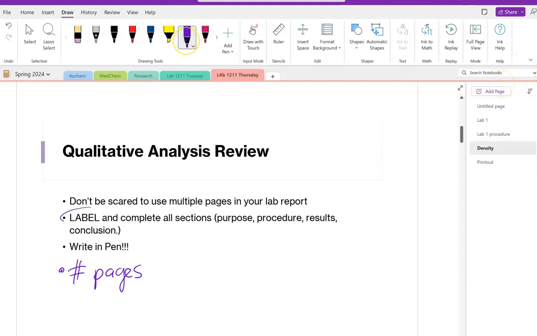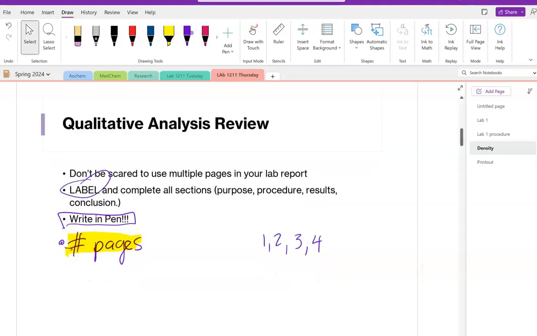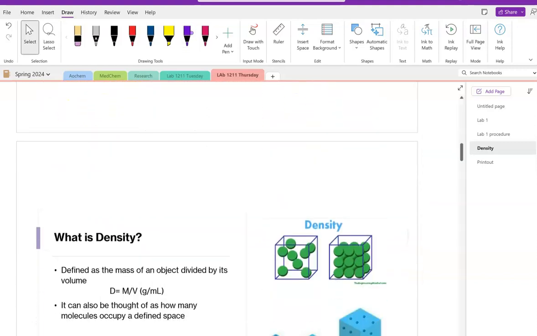Make sure you label all your sections: purpose, procedure, results, conclusions, etc. Most of you did well on that. And don't forget to write in pen. You have to write all your labs in pen. And then lastly, make sure you number your pages. Your count keeps going. So if you used pages 1, 2, 3 last lab, then you start on page 4 for this lab. Whatever your page number is, you continue on.